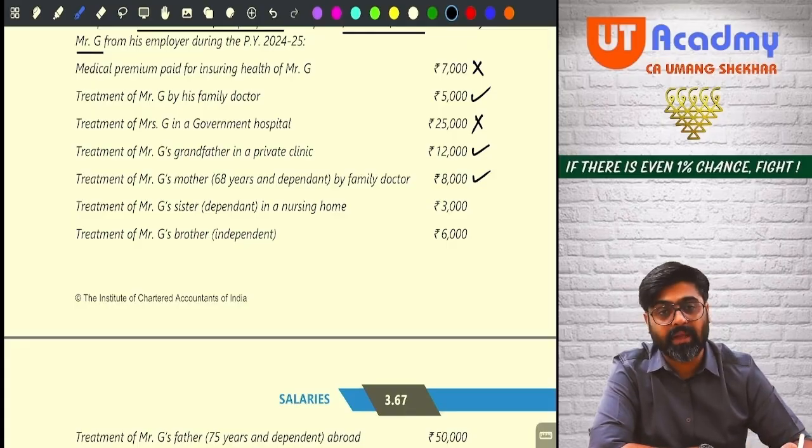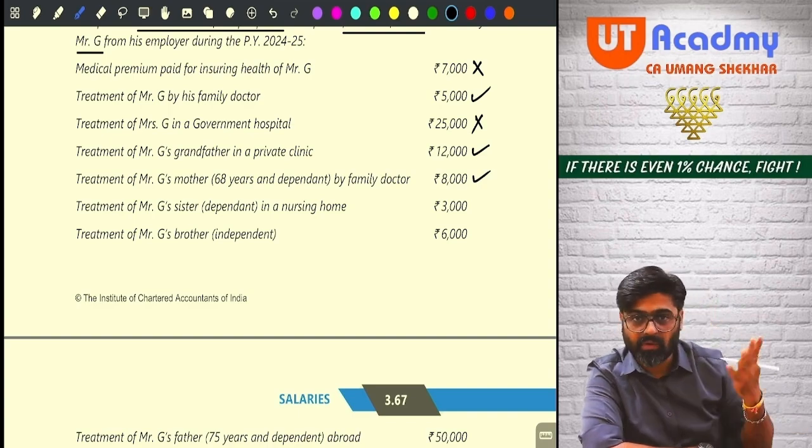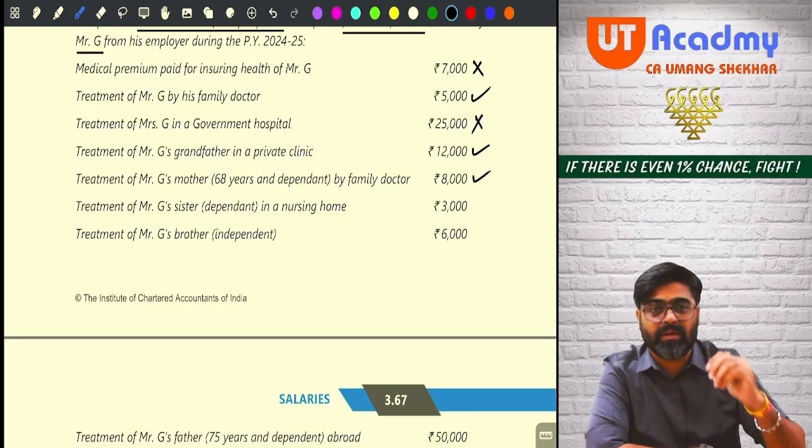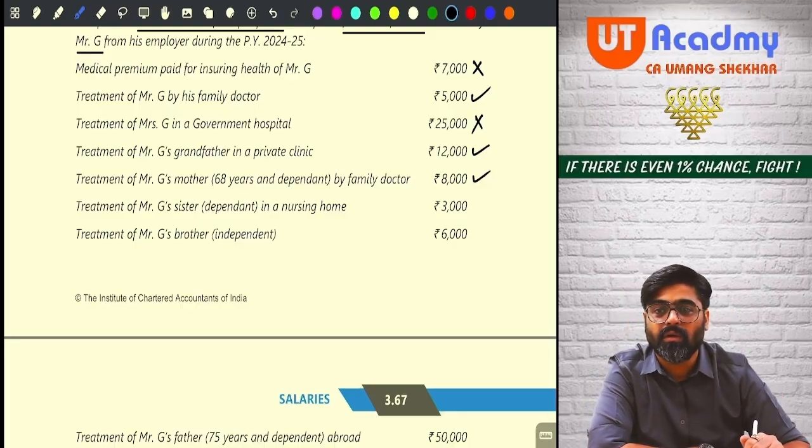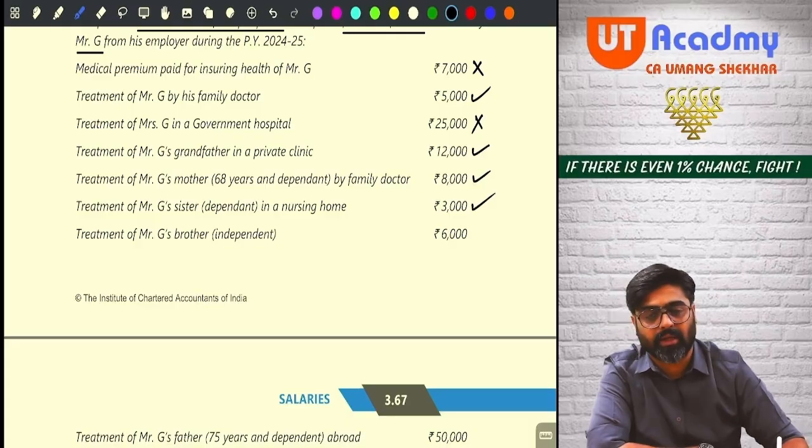Next one, treatment of G's sister who is dependent on him, dependent sister. But the treatment is happening in a nursing home. Is it run by government or a recognized employer? No. So the nursing home will be a private nursing home. So this will also be taxable.